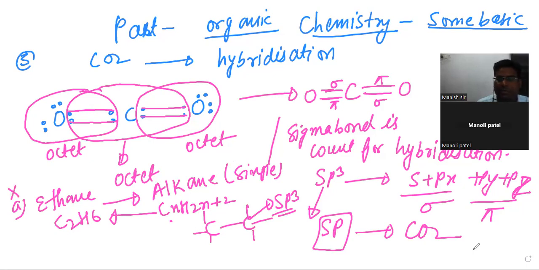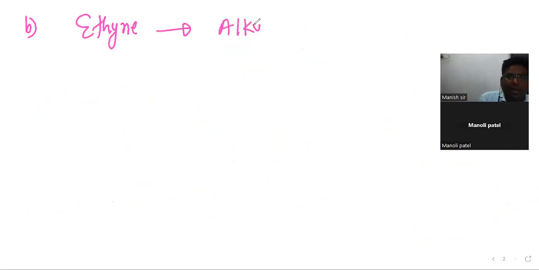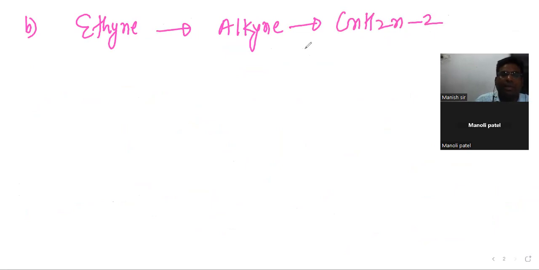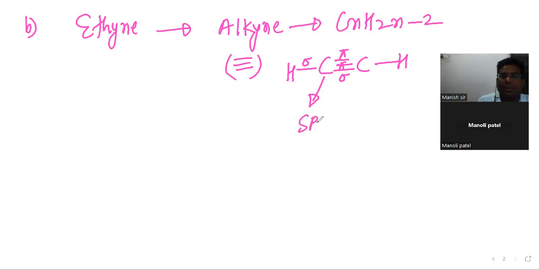So let's see the second option, right? Second is ethyne. So as we know, ethyne comes from the alkyne family. So its general formula is CnH2n minus 2. So it is making a triple bond. So in alkyne, carbon makes a triple bond, right? So here it is sigma, it is pi, it is pi. So 2 pi bonds are there, right? So it will make only a sigma bond, sp bond.